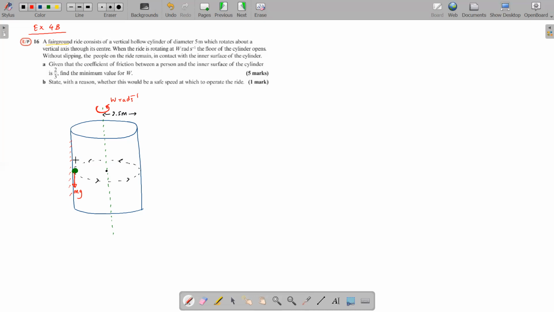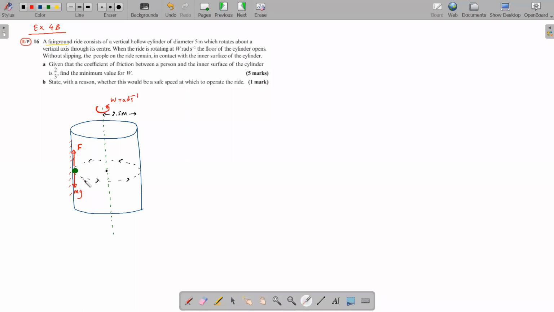Okay, so this is what prevents him from moving down. So upwards, you have the friction. Okay, so they want the minimum value of W. So basically, this is the friction. Okay, and then what other forces do we have? So think about this. Are there more forces?